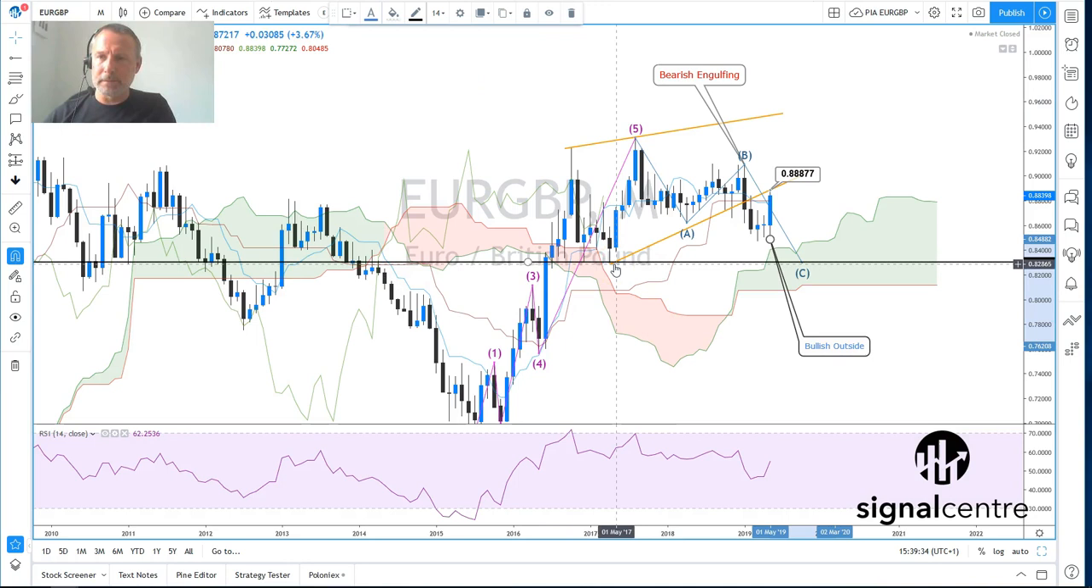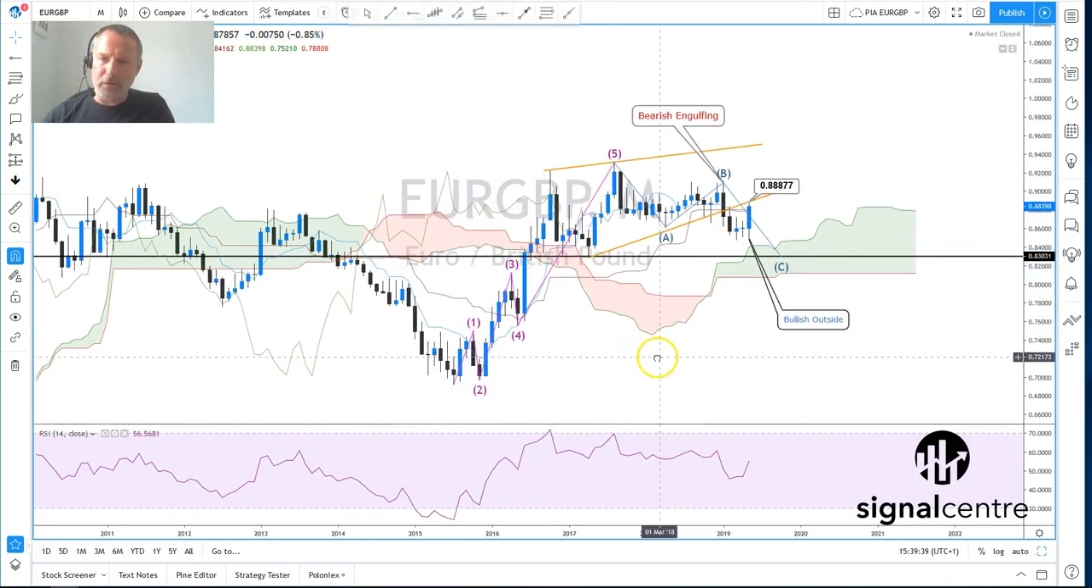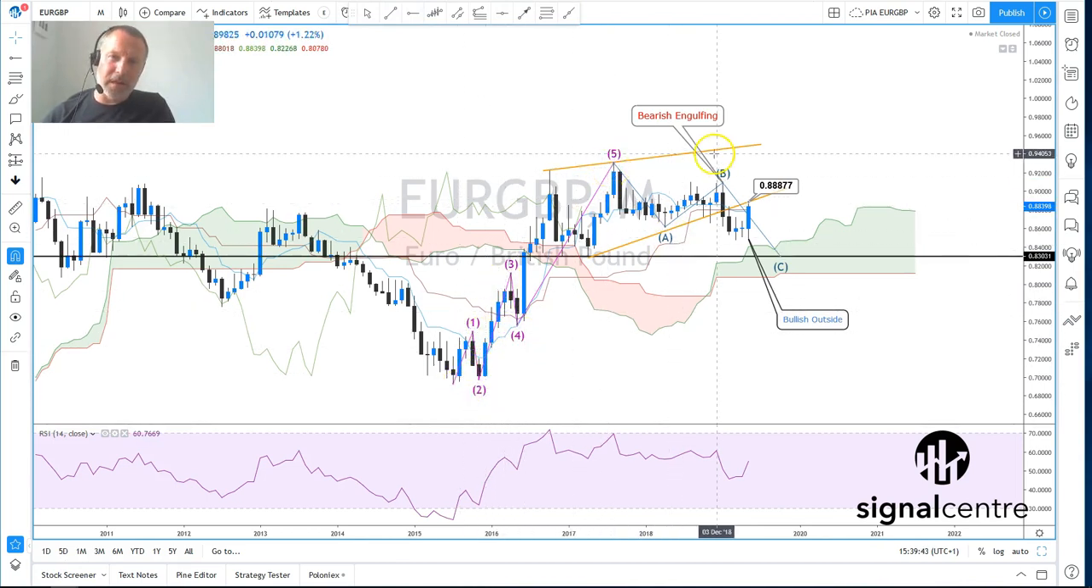Euro sterling. Okay, a 5-wave count to the upside. Let's just pull the chart in a bit. 1 2 3 4 5. Potentially a very complicated ABCD formation to the downside. We broke the wedge. That would normally have a measured move target around 82.80, but we have posted a bullish outside month in euro sterling. Like we previously said, we do like these candle formations.